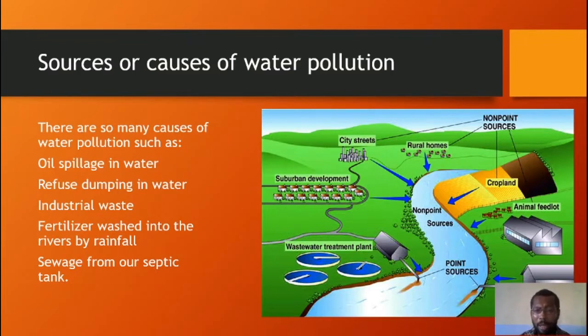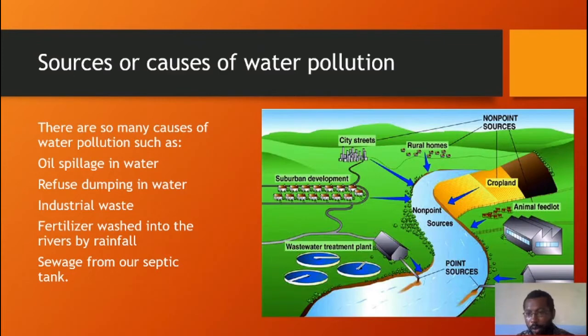Now, from the image here, we can see that there are many sources of water pollution. There are different points at which water is being polluted. Looking at the image here, you can see city streets, you can see rural homes, that's villages, you can see the farm there, you can see the factory, you can see the water treatment plant, and you can see suburban developments. Now, how come all these points are sources of water pollution?